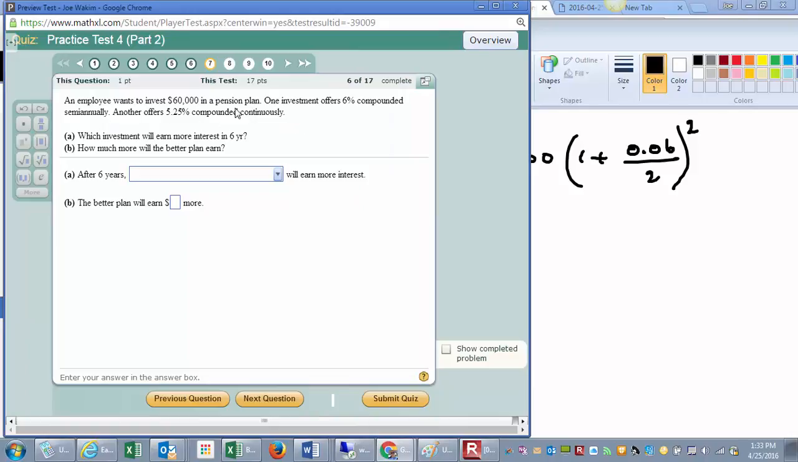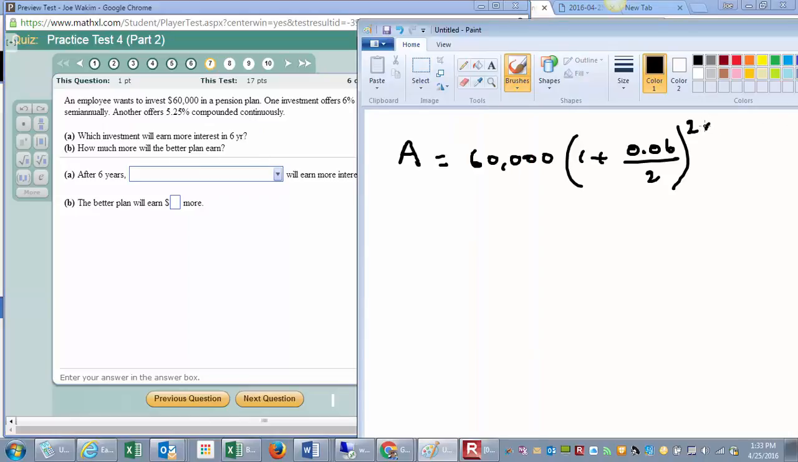So we want to invest 60,000, one investment at 6% compounded semi-annually and the other at 5.25% compounded continuously. We want to invest for 6 years, so this would be 6. So the formula is P, the principal, times 1 plus the rate over n, the number of times compounded per year, that's 2, and nt, 2 times 6 years. So that would be A. And the other A would be the principal times e to the power rt, where r is 0.0525 times 6. So you have to do both of these.